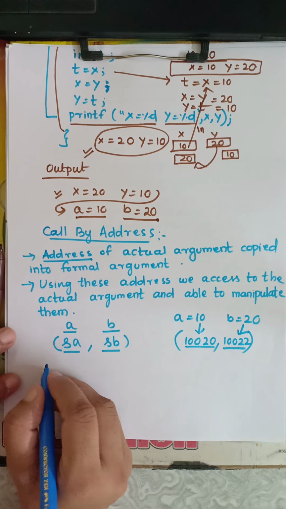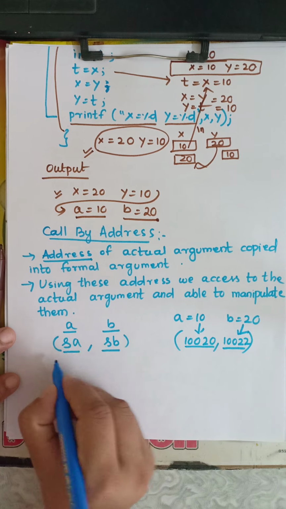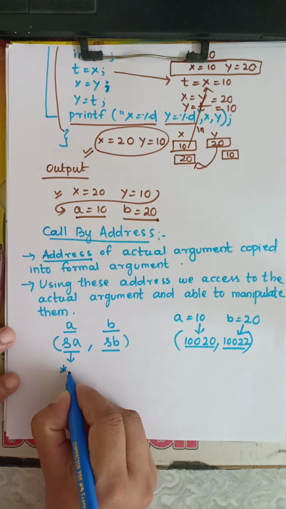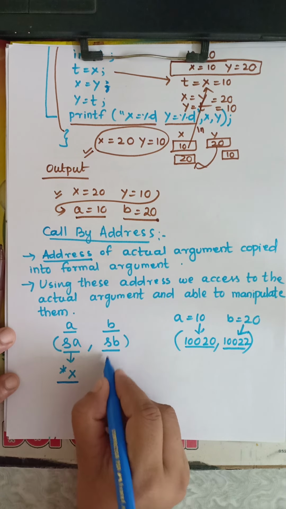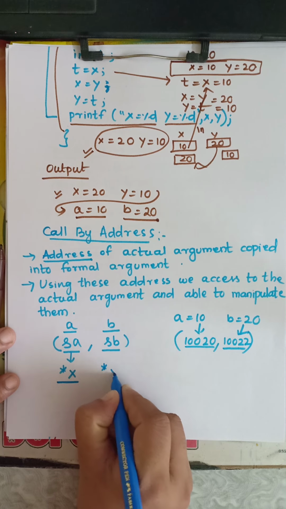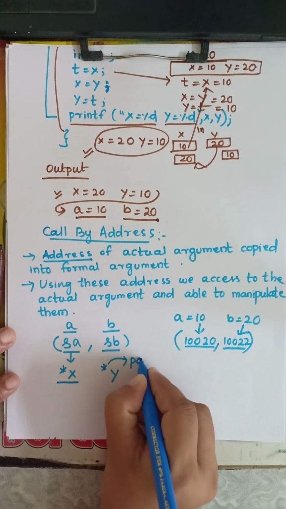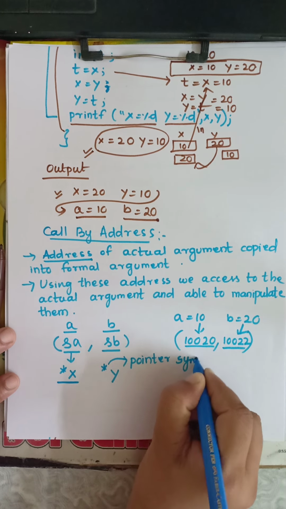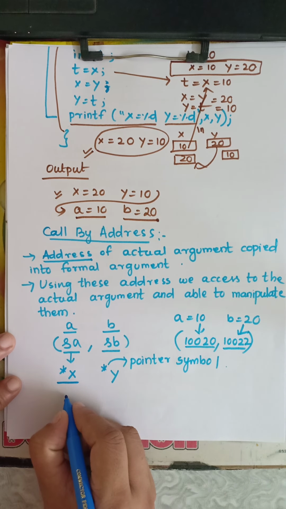So now we write a program. In the call by address, where we store the address of a is called a pointer. Okay, so here we are using a pointer, asterisk x, and where is the address of b stored? In pointer y. So this is the pointer symbol that we use here. So what is the value here?